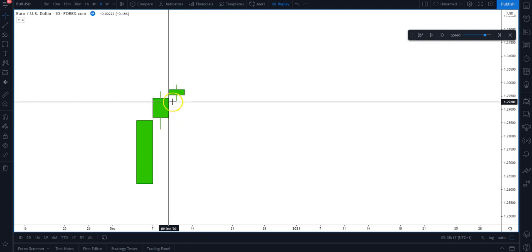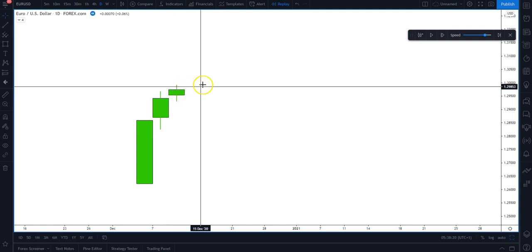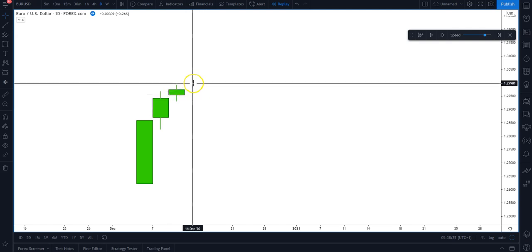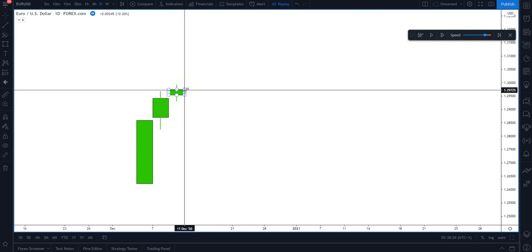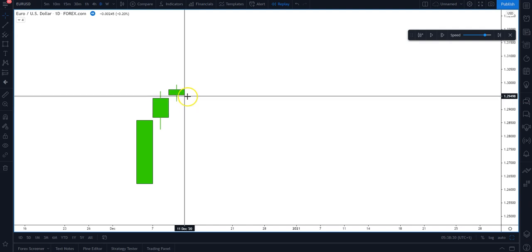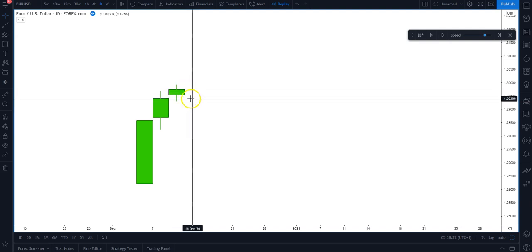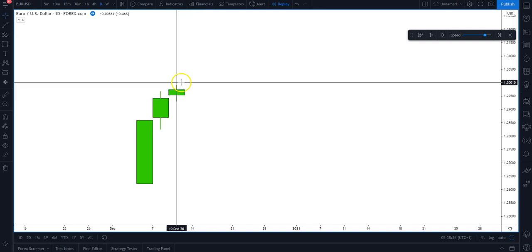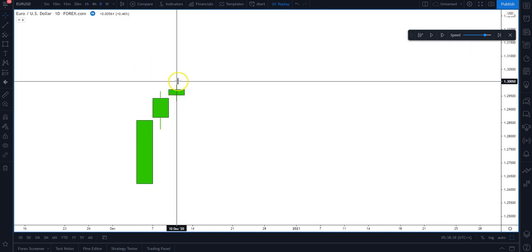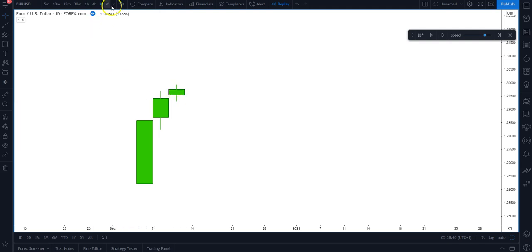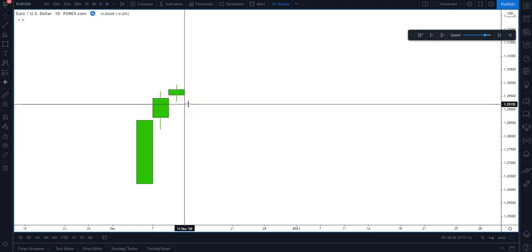And what you have to understand is, when you see the shadows, the wicks, all that means is this is the highest point before it got pushed down. This is the lowest point before it got pushed up. These are the highs and the lows of this particular day. If we're on a daily chart, or a 4-hour chart, these are the high and low of the particular 4-hour. But I use the daily chart because it's stronger.